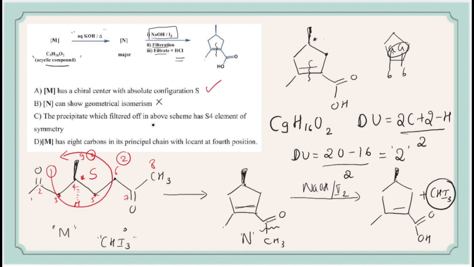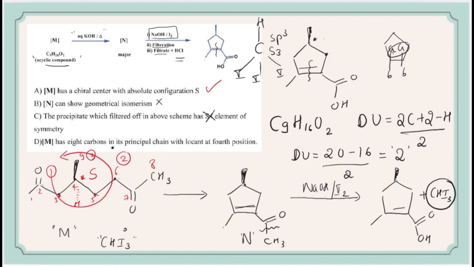The statement says the precipitate which is filtered off in the above reaction has an S4 element of symmetry. So you should know the structure of iodoform. That means CHI3, like this. And we know that the carbon here is sp3 hybridized. Whenever it is sp3 hybridized, the symmetry of the molecule is S3 but not S4. Therefore, this is also a wrong statement. Let's check the last statement.